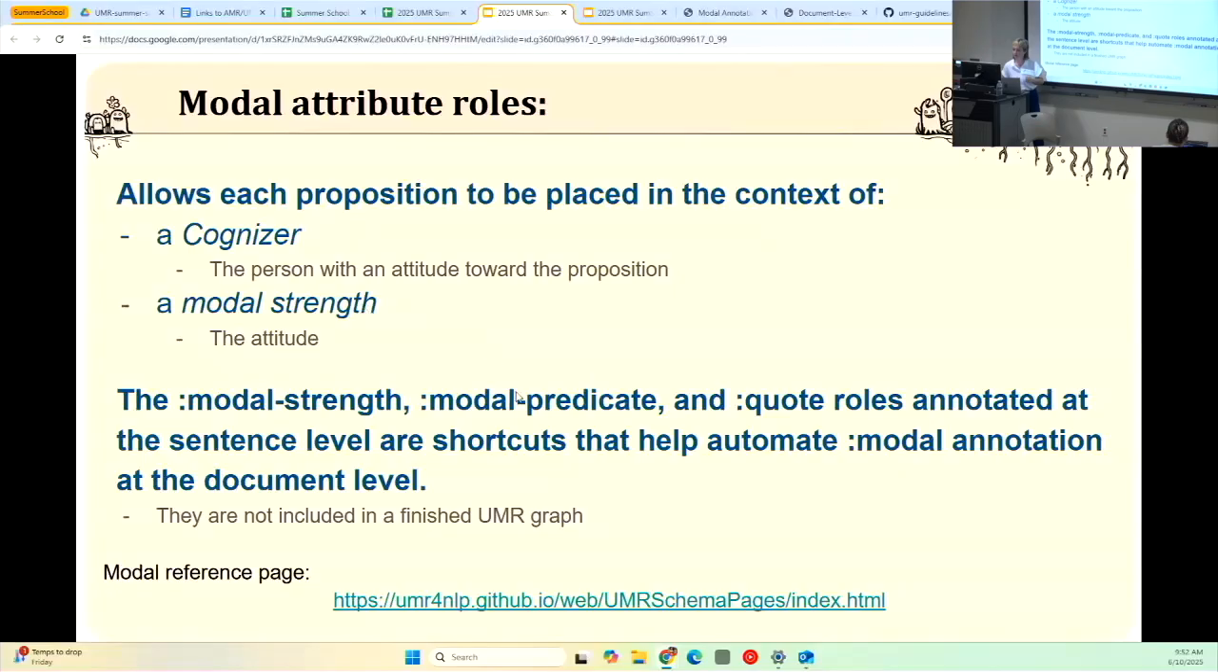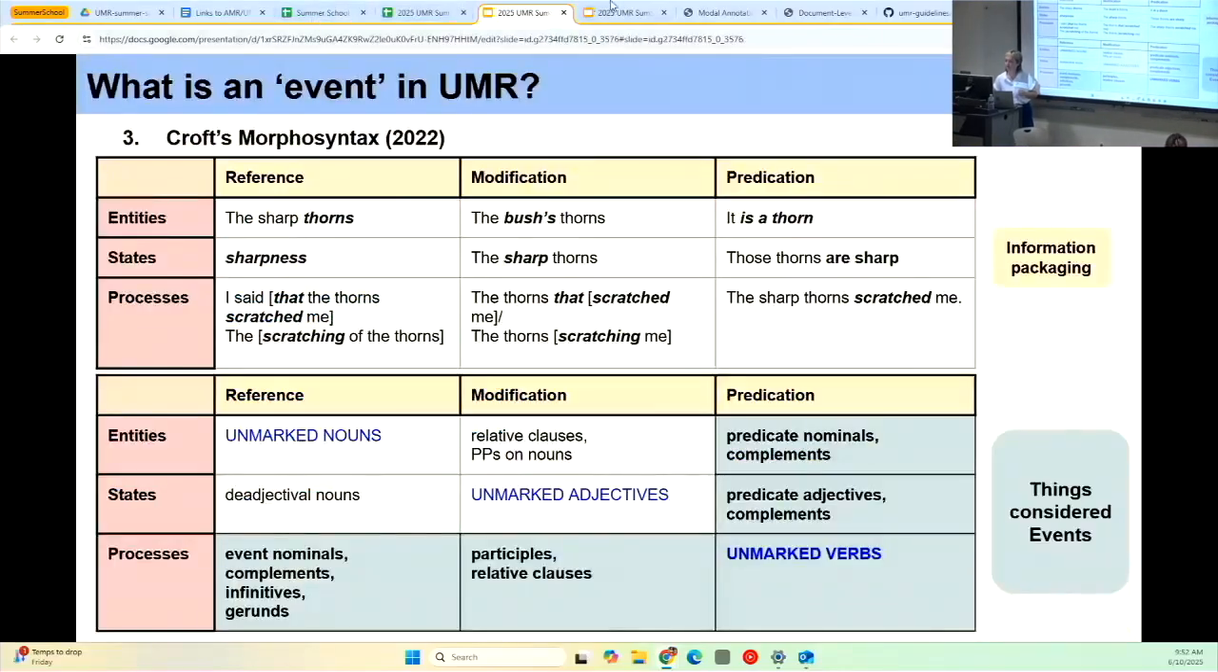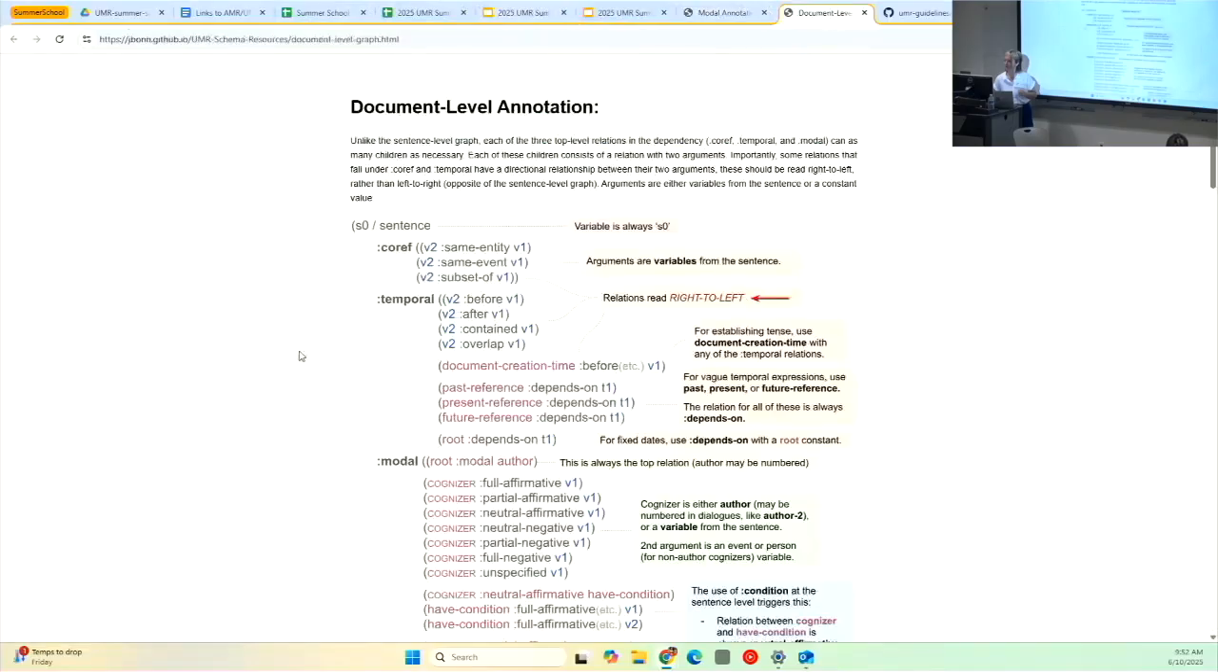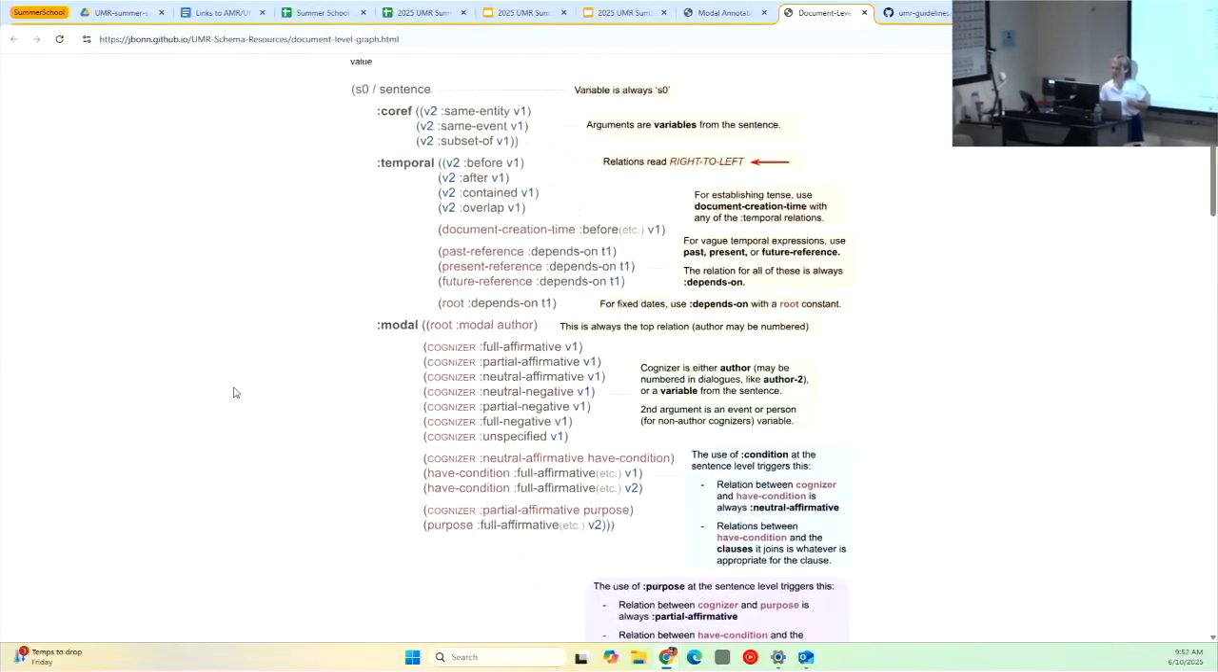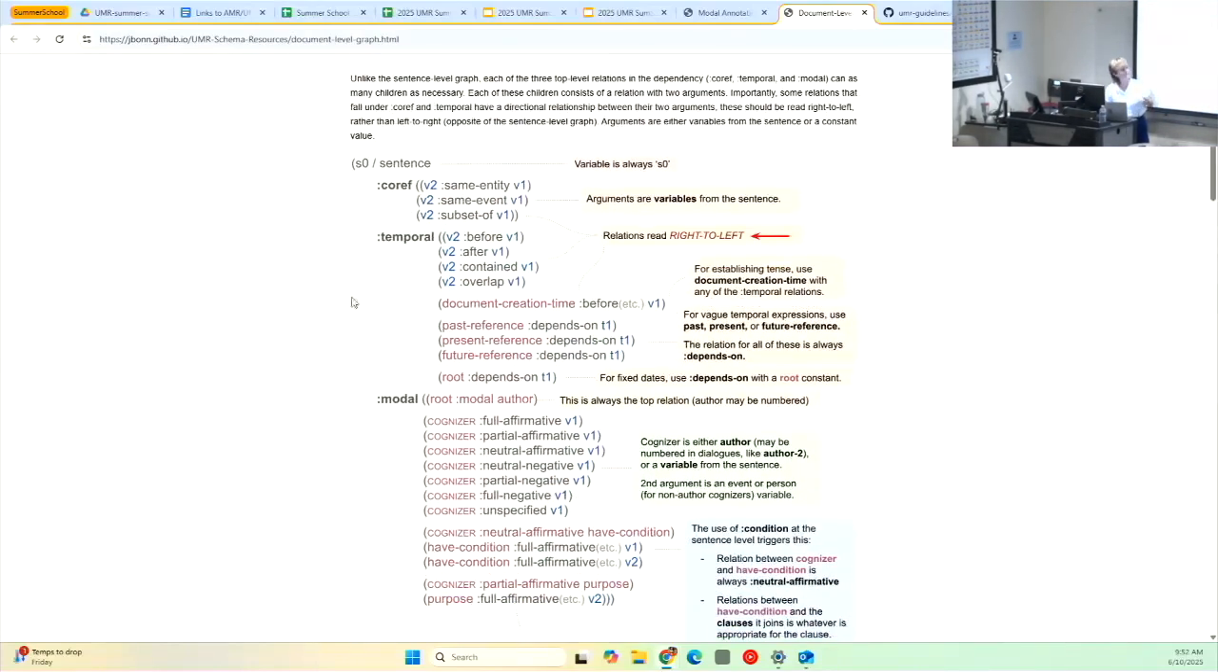Okay, so let's go ahead and look at the document level graph. There we go. Okay, so we're just going to skip down to the modal because we were just talking about modal. Okay, so the document level graph, it's always going to have the variable S0. And with all of the variables, it's not actually up there, but there's always a sentence number prefix that's put on that. So if it's the first sentence, it'll be S1, S0. And sentence is always going to be that top node. And then these are the three arguments, co-ref, temporal, and modal.